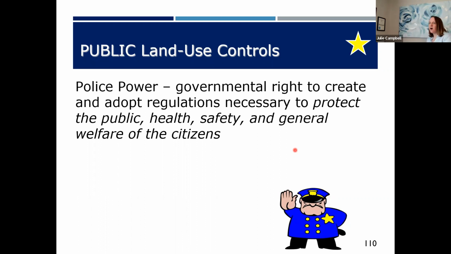So if you see a violation of a public land use control, get law enforcement involved, call the cops. The public has access to what's known as police powers. This is just the right that the government has to adopt various regulations, laws, and rules to help keep the public safe, to help protect the general welfare of the citizens.